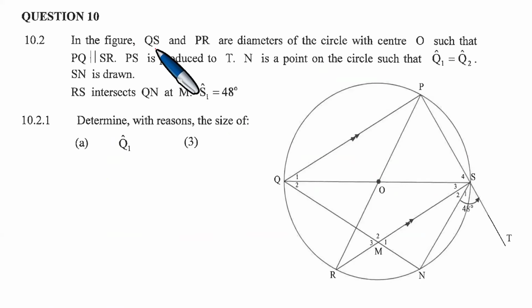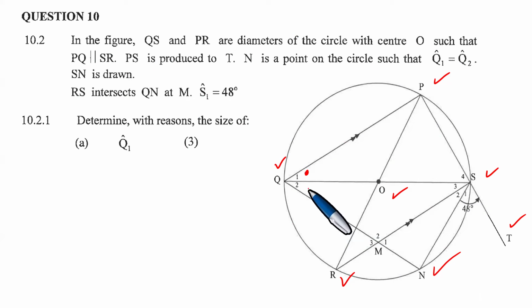In the figure, QS and PR are diameters of the circle with center O. Here is Q, S, and here is P, R, diameters of the circle with center O, such that PQ is parallel to SR. PS is produced to T like this. N is a point on the circle such that Q1 equals Q2.